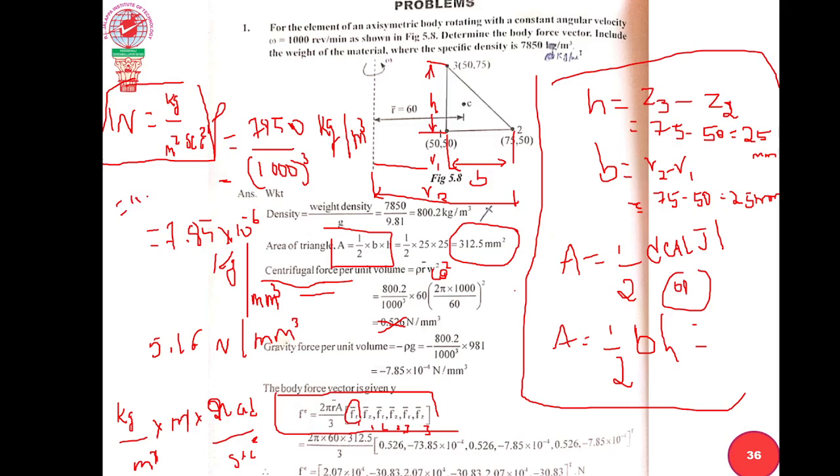Correct. What is the gravitational unit? What is the G unit? Newton is the gravitation unit? 9.81 is what? Gravitation force? No. What is that unit?